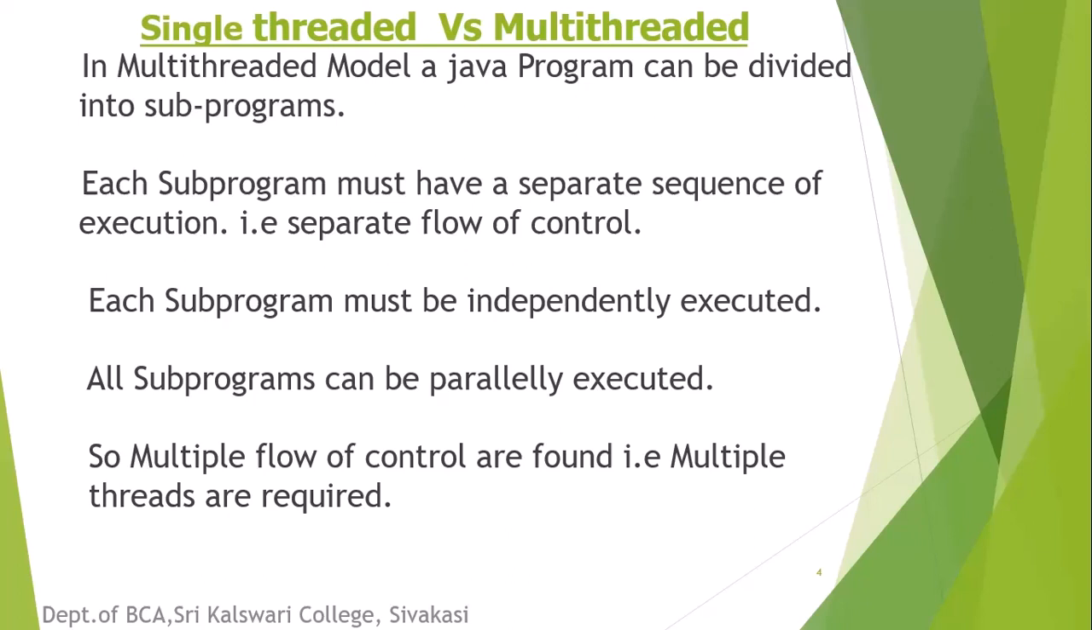In the case of the single thread model, the program execution starts at the main, and after that the statements are executed one after another. It's very important: in the case of the multi-threaded model, subprogram 1, subprogram 2, and subprogram 3 are all executed independently. Subprogram 1 does not wait for subprograms 2 and 3, and subprogram 2 does not wait for 3 and 1. So multiple flows of control are required for that.